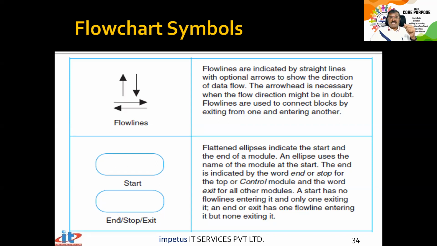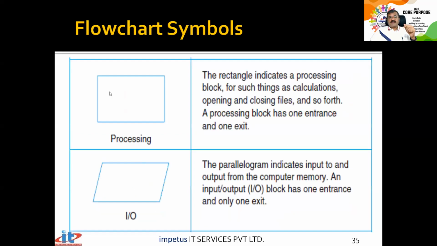We have symbols like start and stop. So we use this kind of flattened ellipse to show where we start and where we stop. Then there is a square box that's meant for processing. Rectangle or square box is meant for processing. If there is a parallelogram, that's meant for either input or output.